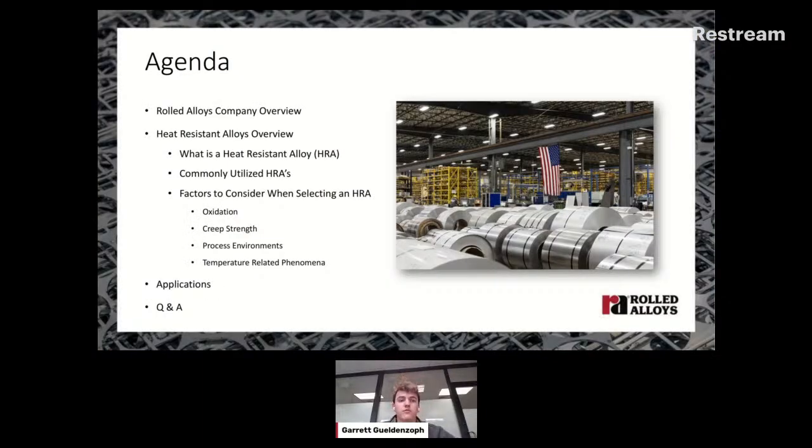First off, I'll show you what we're going to be doing today. We're going to be going over a Rolled Alloys overview, a heat-resistant alloy overview, what it is, how they're used, and what to consider when you're looking into heat-resistant alloys. We're also going to be looking at specific applications, and then we'll save a Q&A section for the end. So we'll keep all questions to the end if that's okay.